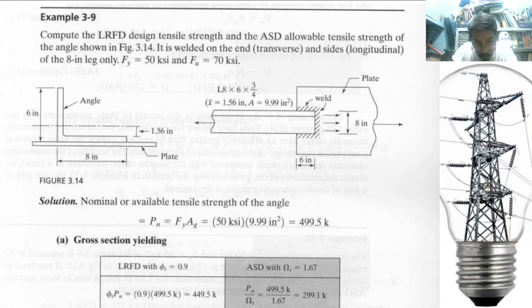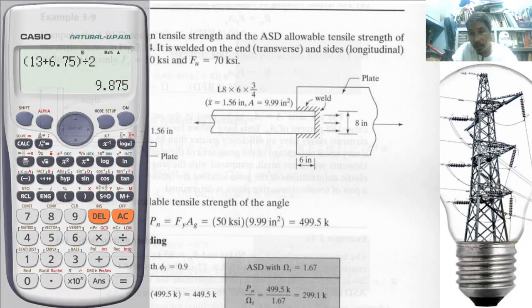So where is my calculator? Showing you my calculator. Okay, this is how you do the interpolation. 13 and 6.75: this is 1 inch thick, this is 1/2 inch thick. So we are going to find out 3/4 inch thick. The 3/4 is between these two, so that's why I divided by 2.